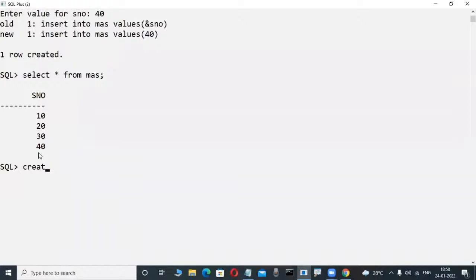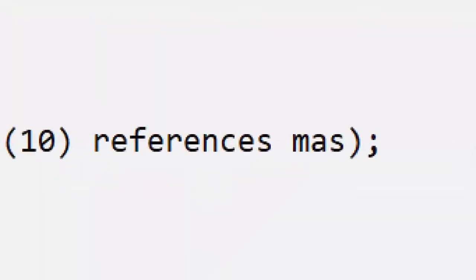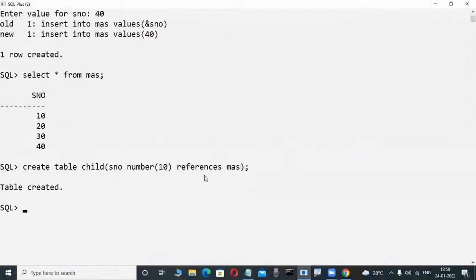Again, here I try to create a child table. In the future, you will also be creating some child and master tables. So many things are there. Some clauses are there in the future. Don't worry, these are all the things. Clauses like REFERENCES, ON DELETE CASCADE, so many clauses are there.